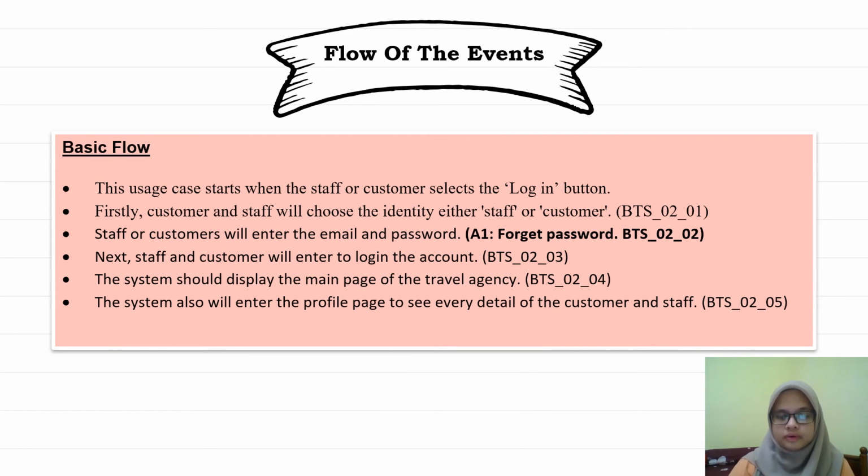Now, flow of the events. Basic flow. This use case starts when the staff or customers select the login button. Firstly, customer and staff will choose the identity, either staff or customer. Staff or customers will enter the email and password. Next, staff and customer will enter to log in the account. The system should display the main page of the travel agency. The system also will enter the profile page to see every detail of the customer and staff.